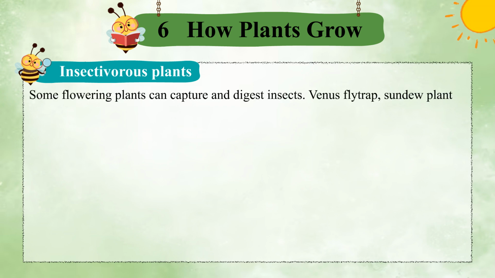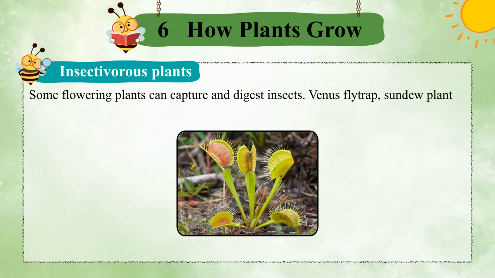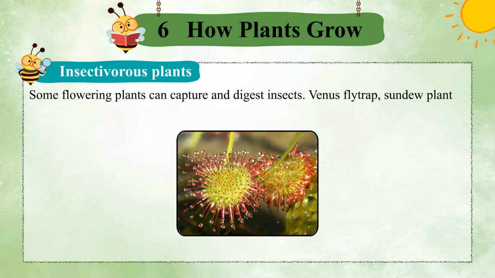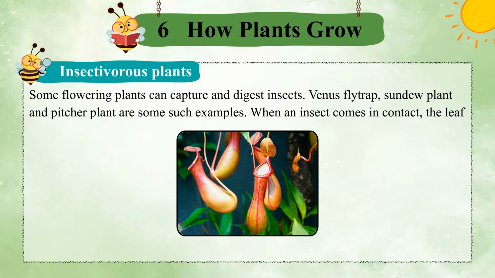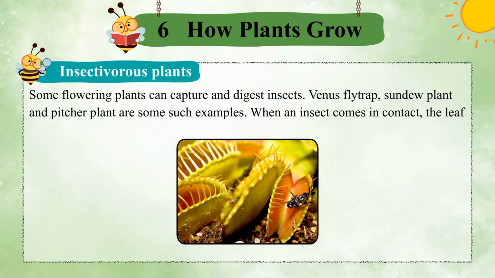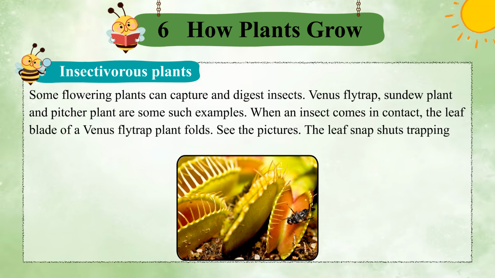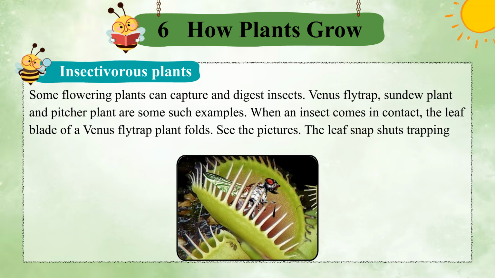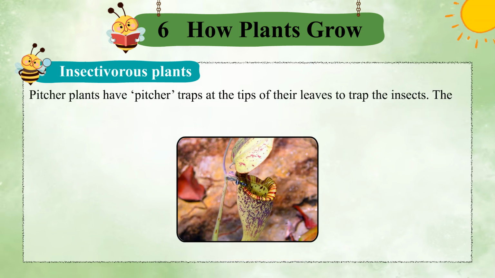Insectivorous plants. Some flowering plants can capture and digest insects. Venus flytrap, sundew plant and pitcher plant are some such examples. When an insect comes in contact, the leaf blade of a Venus flytrap plant folds. See the pictures. The leaf snaps shut, trapping the insect and gradually digesting it.